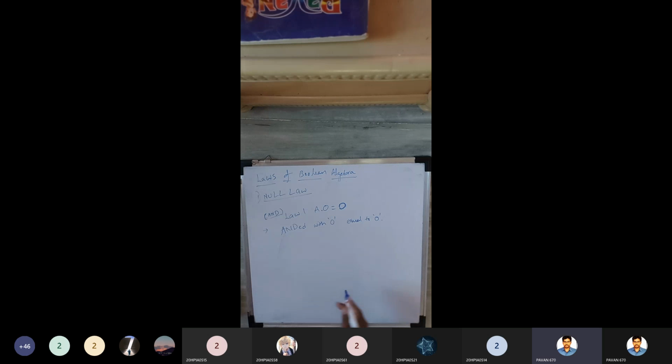So symbolically, how can we represent it? Since we are talking about the AND gate, AND logic, suppose an input is there with respect to some variable A. I don't know the value of the variable, maybe a 1 or it may be a 0. And for one input, I am fixing it as 0 because of this condition. So the output will definitely be 0. This is the representation. Next, with respect to OR operation, the same null law with respect to OR operation.